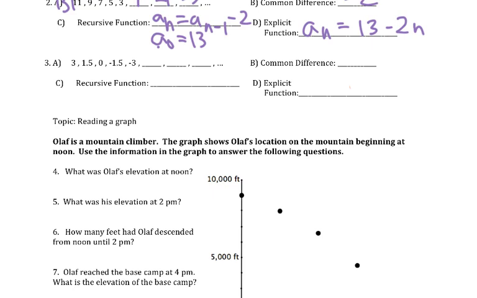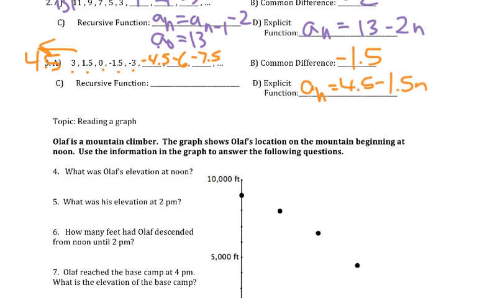Okay, then number 3: 3, 1.50, negative 1.5, negative 3. Maybe a little tougher, but we're subtracting by 1.5. So this would be negative 4.5, negative 6, negative 7.5, and so on. So my explicit, a sub n equals my start, which we'd have to go backwards. We'd add 1.5 to 3 to get 4.5. 4.5 minus 1.5n. A recursive, a sub n equals a sub n minus 1 minus 1.5, and a sub 0 would equal 4.5.